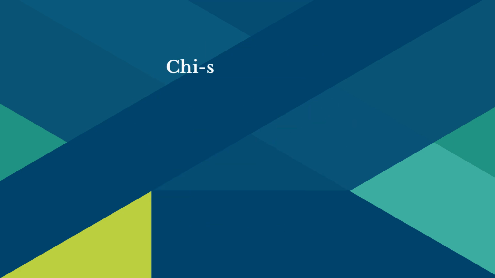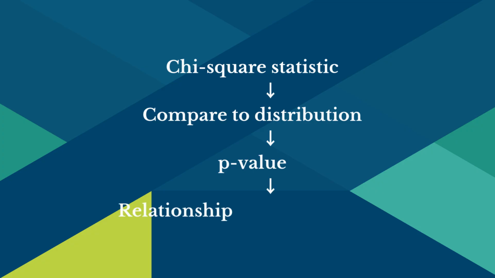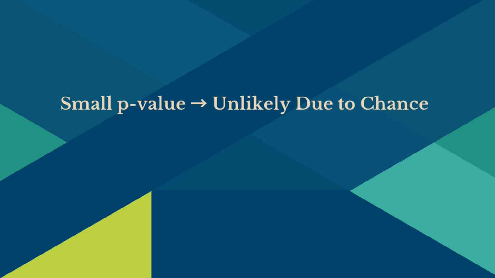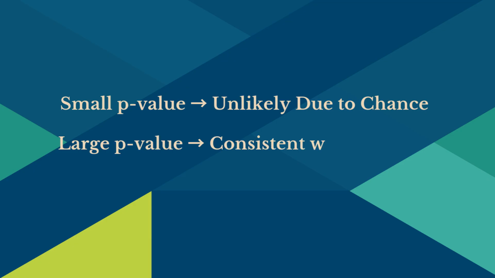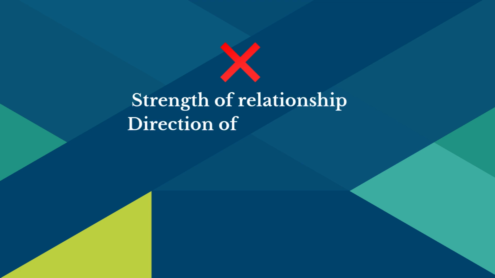Once we calculate the chi-square statistic, we compare it with the chi-square distribution. This gives us a p-value. The p-value answers this question. If there were actually no relationship between these variables, how likely is it to see a deviation this large? A small p-value means the relationship is unlikely due to chance. And a large p-value means the data is consistent with random variation. An important reminder is that the chi-square test does not tell us how strong the relationship is.